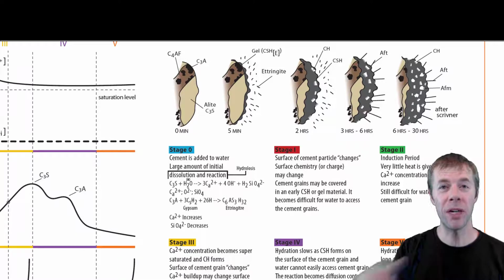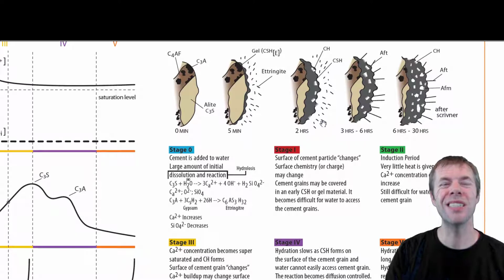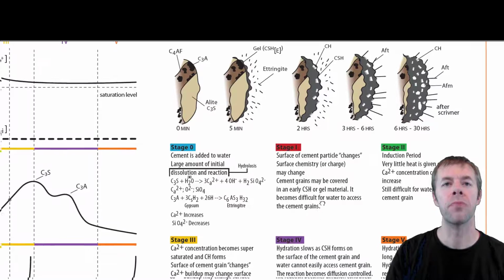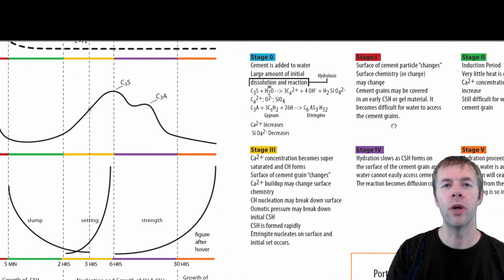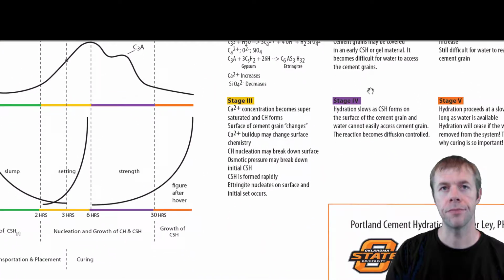So this induction period, this picture isn't quite right, but they did the best they could for the knowledge they had at the time. But there's definitely regions that are totally bare here, right? But we've still got calcium hydroxide, we've got CSH, okay? And then we get to stage 3. Stage 3 is known as the acceleration period.